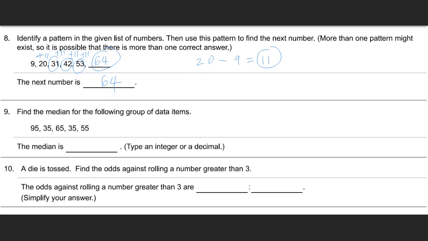Problem number 9. Find the median for the following group of data items. When you're working with median, that would be the middle of a series of numbers. The first step here is to arrange the data items from the smallest to the highest. So we will have 35, we have two 35s here, and then 55. We have 65 next, and the last number is 95.